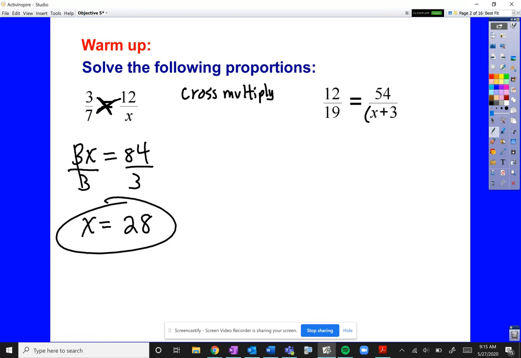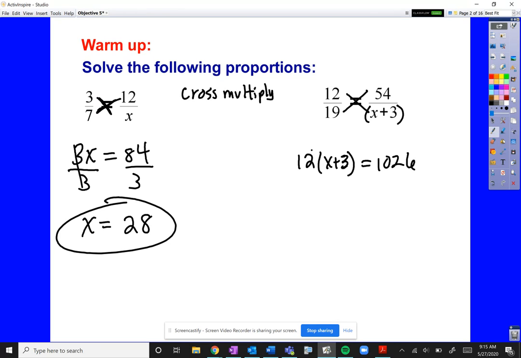Same thing over here. Make sure that we put our variable here in parentheses. So now we cross multiply. We get 12 times parentheses x plus 3 equals, I don't know this one off the top of my head. Wow. That should be an equal sign. Sorry about that. 19 times 54 looks to be 1026. If my pen will ever function again.